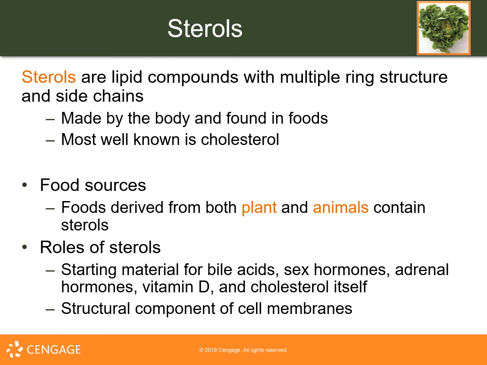Moving on to sterols. Sterols are lipid compounds with multiple ring structure and side chains, made by the body and found in foods. Most well known is cholesterol. Foods derived from both plant and animals contain sterols. Only animals provide significant amounts of cholesterol, but you can find sterols in plant products. Some examples of significant sources of cholesterol include meats, eggs, seafood, poultry, and dairy products.